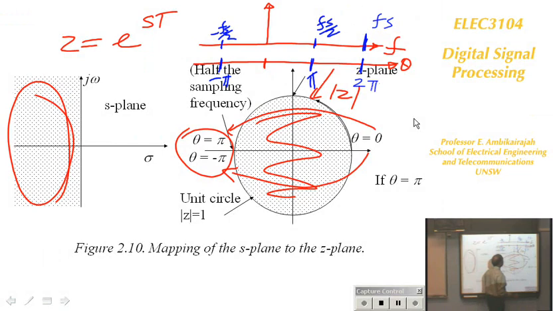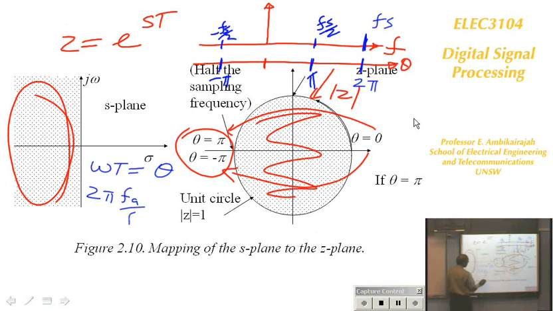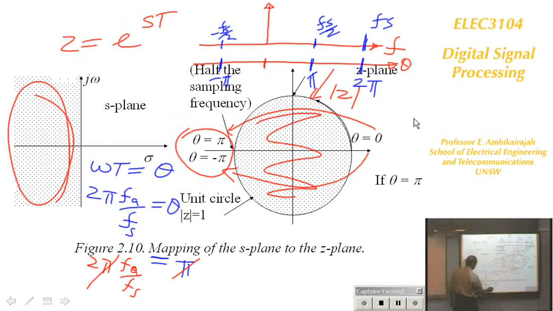How do you get this relationship? That relationship, this is how you access it, analog to digital. That relationship comes from omega T equal to theta. Omega is 2 pi fa over the sampling frequency fs, which is equal to theta. Now if my theta is equal to pi, what happened to this? What happened is 2 pi fa over fs. That and that cancel out, and fa now becomes fs over 2. That's how you get the relationship.